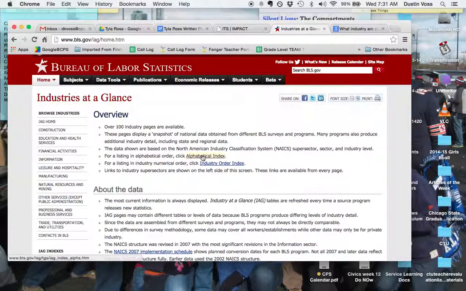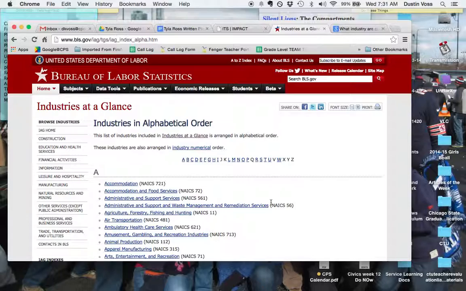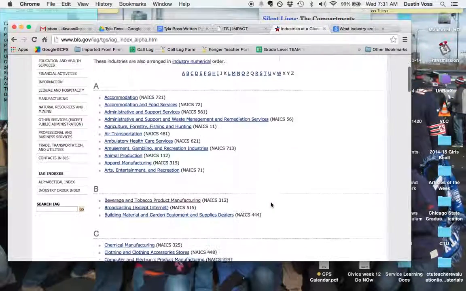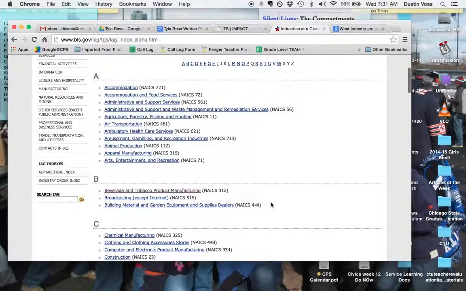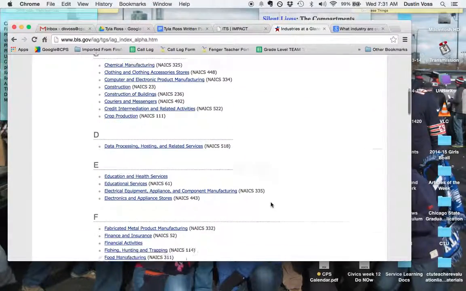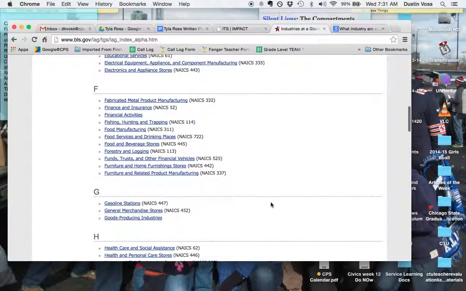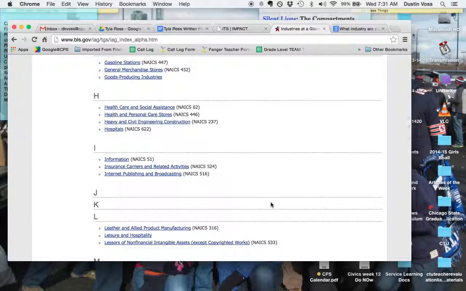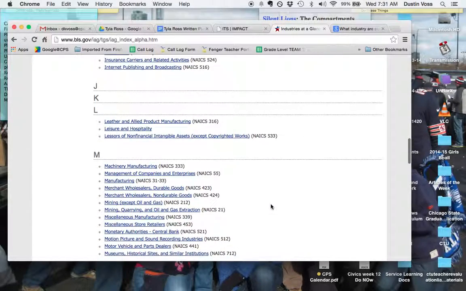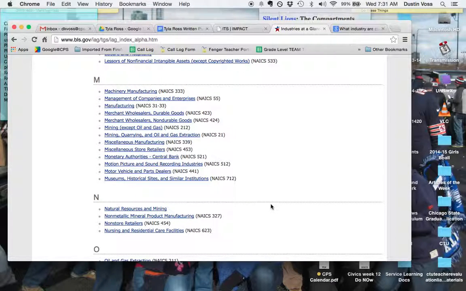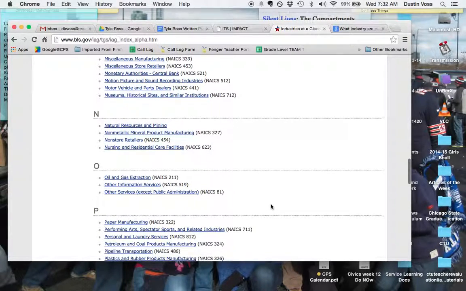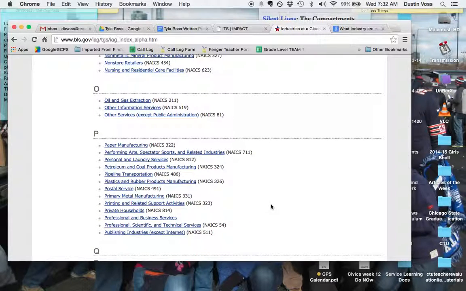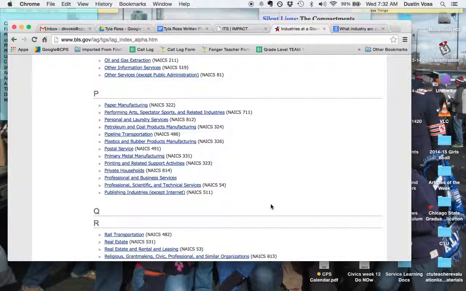Then I click alphabetical order index, and then I really need to look through here and think about what industry that would be in. And yeah, it's a guessing game. That's why it's hard. So let's see here. Private health households. Don't think that would be it.